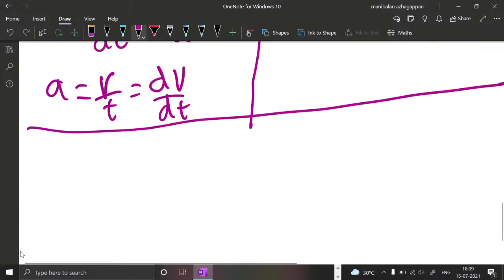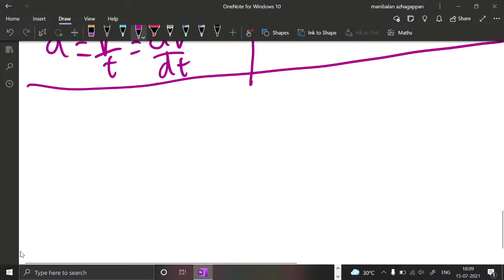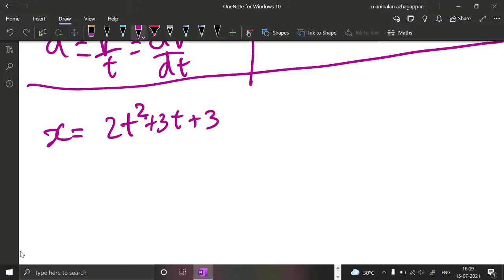Some equation will be given. For example, x is equal to 2t square plus 3t plus 3, like this is given. They will ask you from displacement to the acceleration. If you differentiate displacement per unit time one time, we will get velocity. If you differentiate this equation one time, we will get velocity.